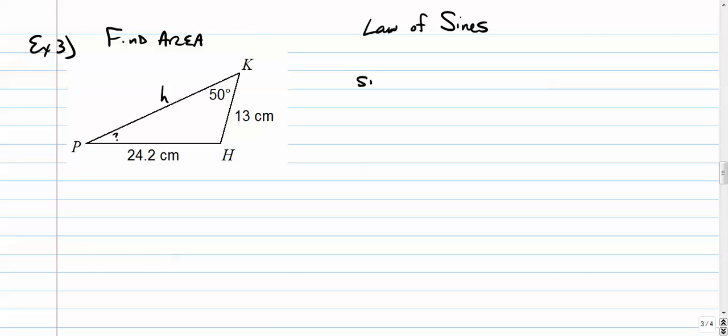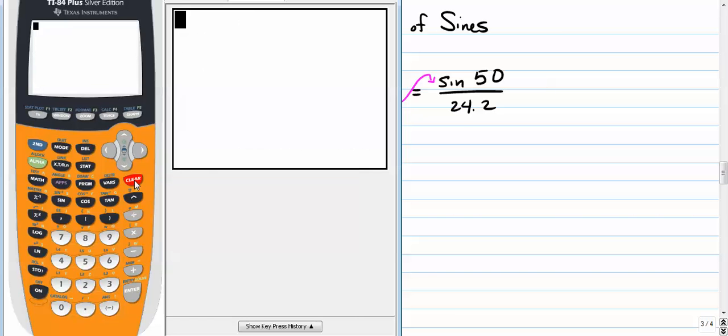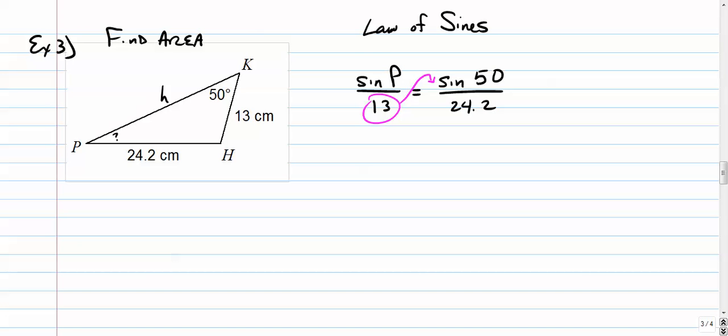So the sine of angle P over lowercase p is equal to the sine of capital K over lowercase k. All right, so multi-step problem. So we're going to take this and move it up here. Here we go. I'll clear this screen out so it's not so crazy. Let me move this over so I can see a little bit better.